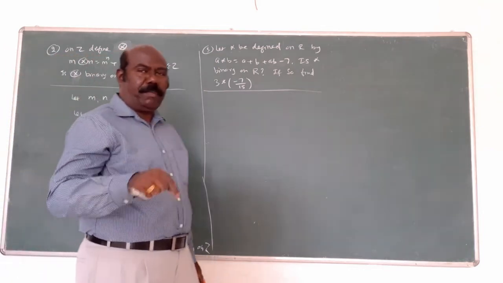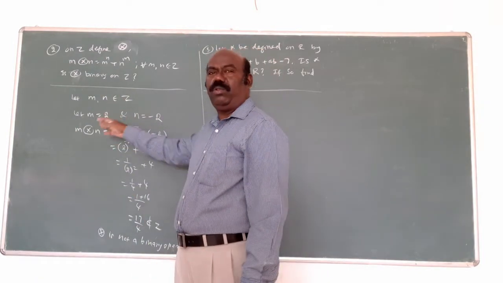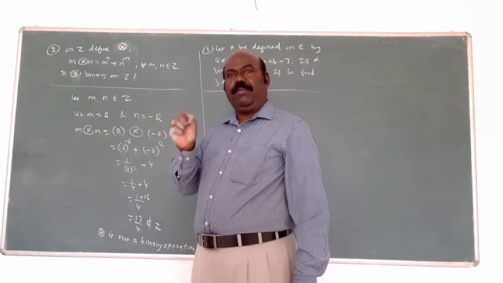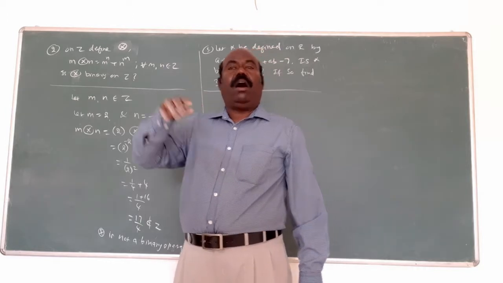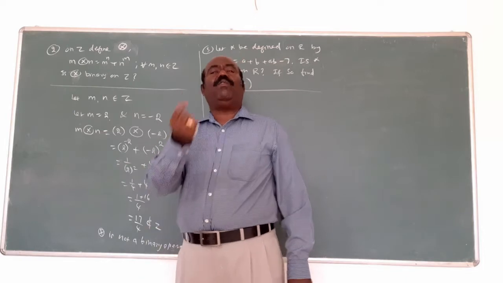If you want to prove it is a binary operation, you take all the numbers: 1, minus 1, 2, minus 2, any numbers m and n. But if it is not a binary operation, you need only at least one example.